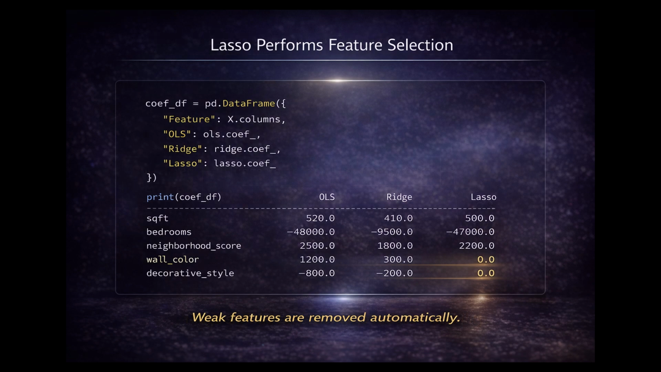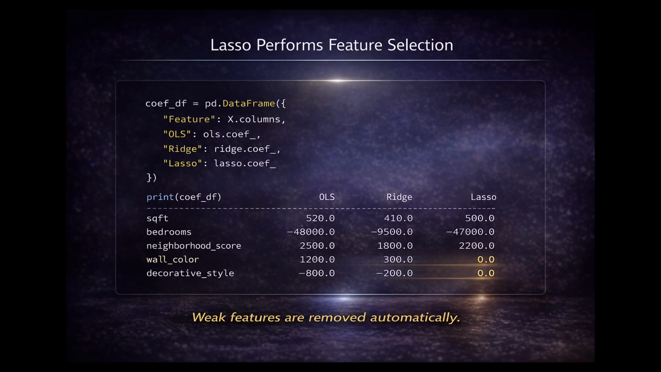Lasso takes regularization one step further. Where Ridge shrinks coefficients towards zero, Lasso's L1 penalty can, in the right setting, push some coefficients all the way to exactly zero. That matters because a coefficient of zero means the model has stopped using that feature entirely. In a simplified coefficient example, square footage, bedrooms, and neighborhood score all remain active, but wall color and decorative style are pushed to zero. That is built-in feature selection. The model is telling the practitioner that those features do not earn their keep.